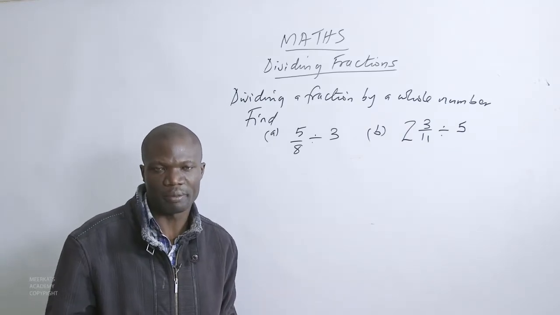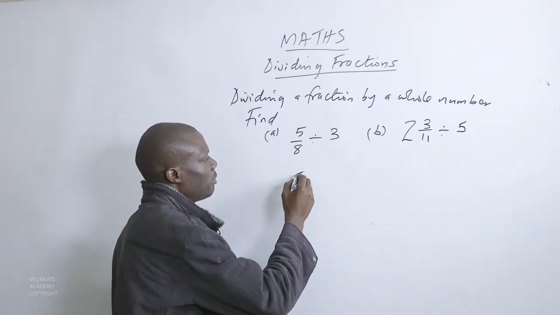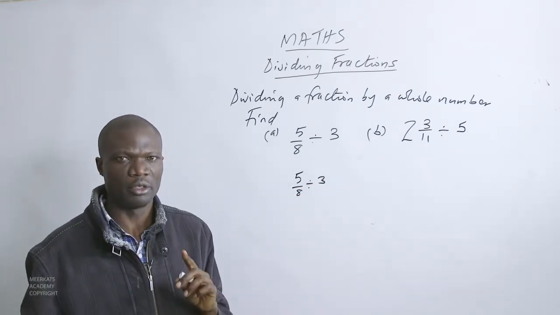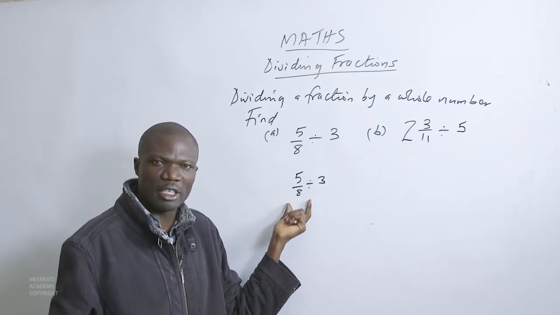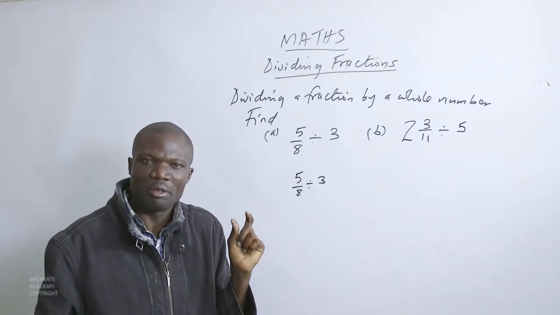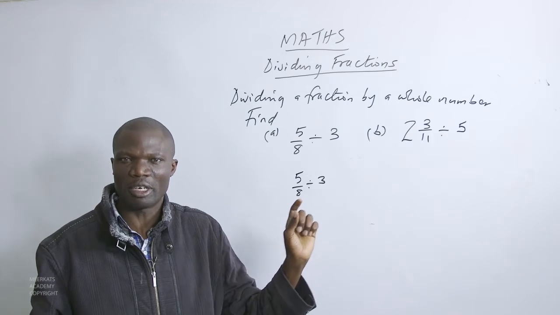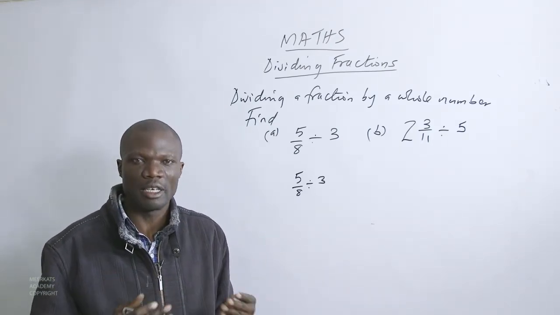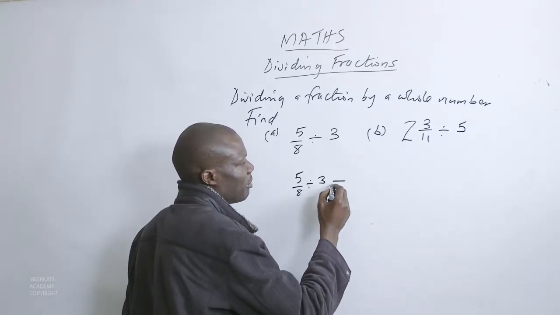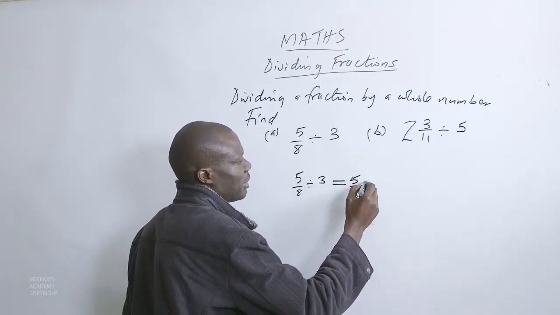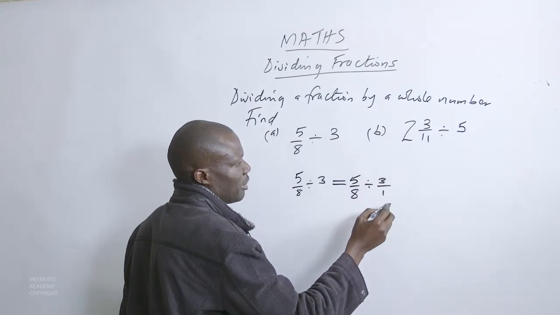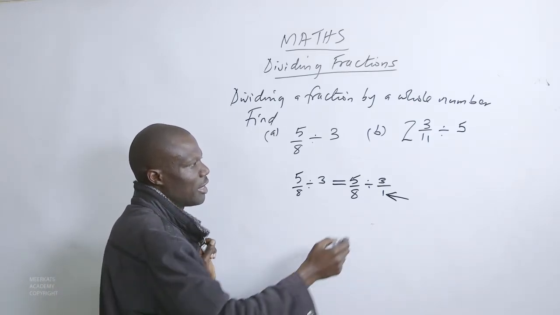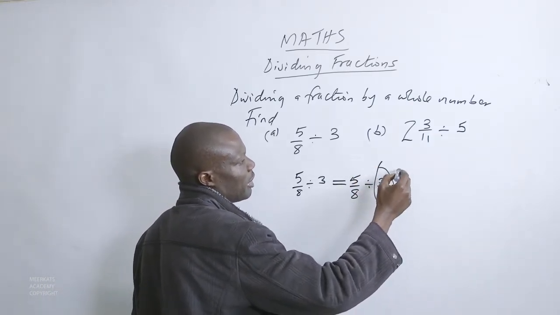Let us start with the first one. We have 5 over 8 divided by 3. You remember the first thing here was that anytime we are dividing by a whole number, we need to introduce a denominator for the whole number, so that we change this and it becomes the same as multiplying by its reciprocal. So this one is the same as 5 over 8 divided by 3 over 1. You'll notice we've introduced the denominator of 1. Now the next thing that follows, we shall simply invert.